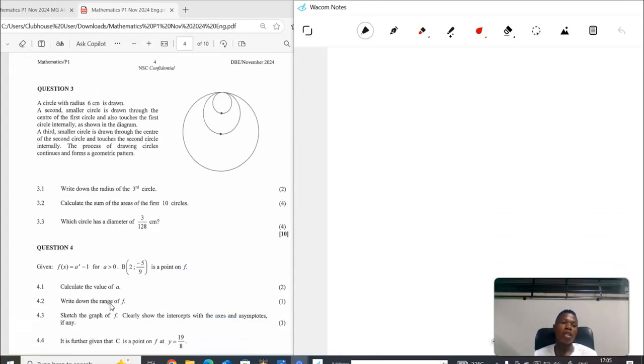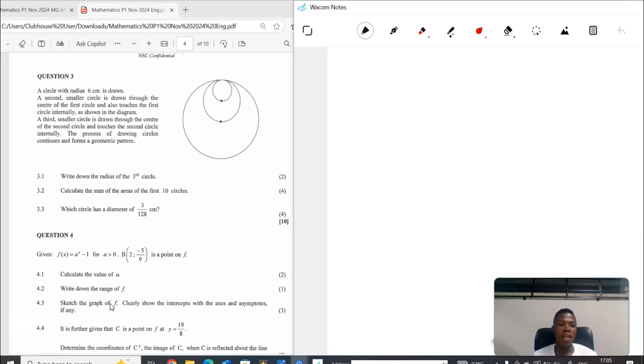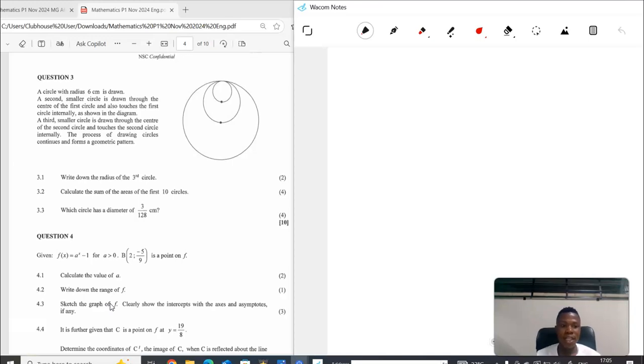Today I will be doing question 3 for Mathematics Paper 1, November 2024. Question 3 says a circle with a radius of 6 centimeters is drawn. A second smaller circle is drawn through the center of the first circle and also touches the first circle internally, as shown in the diagram. A third smaller circle is drawn through the center of the second circle and touches the second circle internally. The process of drawing circles continues and forms a geometric pattern.